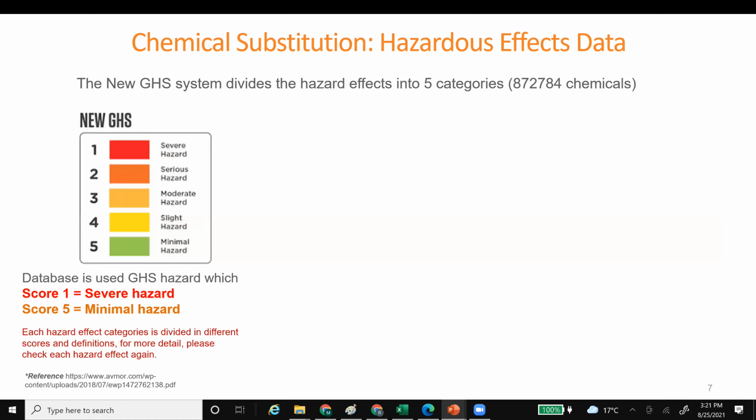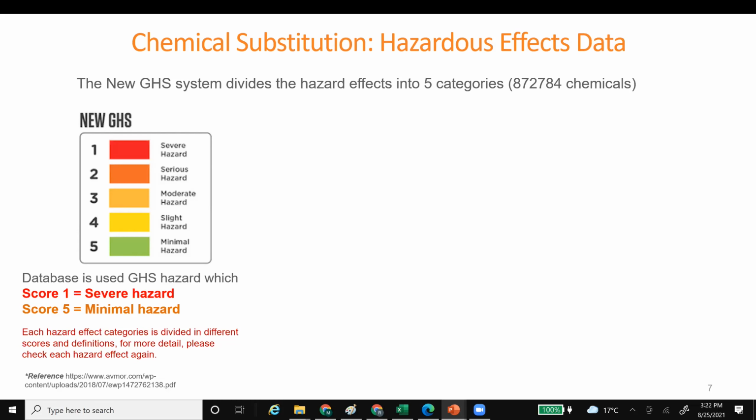The global harmonized system has categorized chemicals into 5 different categories. Number 1 is the most severe. Number 5 is the least severe. And there are many that are not categorized 1 to 5. Some of them maybe have not been studied, and so we don't know. And some of them have been studied, and they are not in any category.